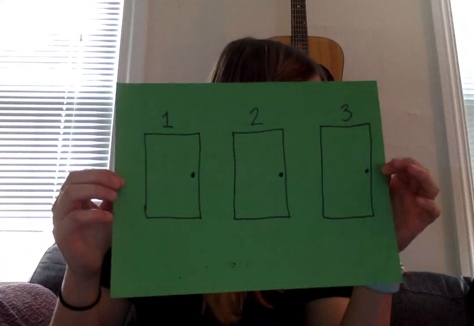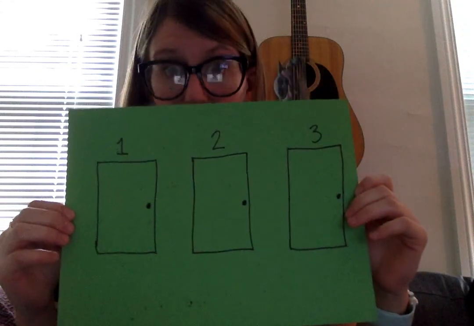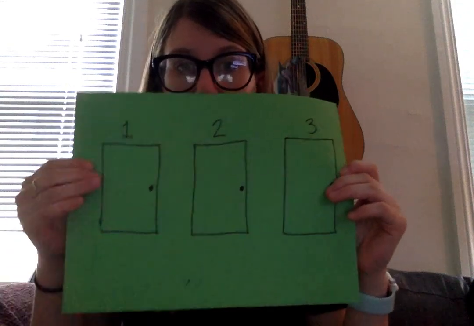Kirk, pick a door, 1 through 3. 1. Great. Perfect. Kirk is picking door number 1.